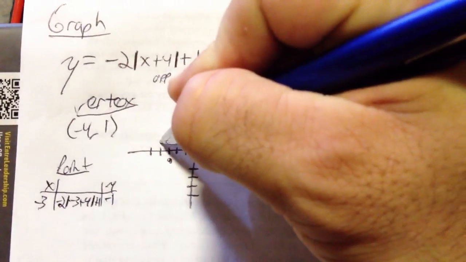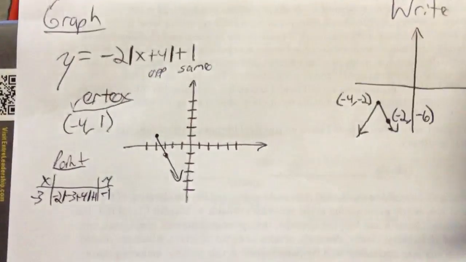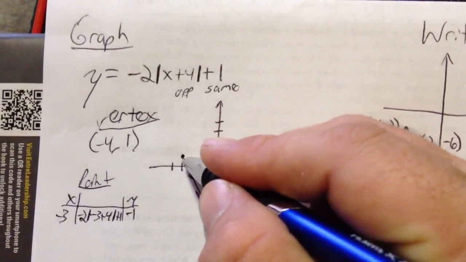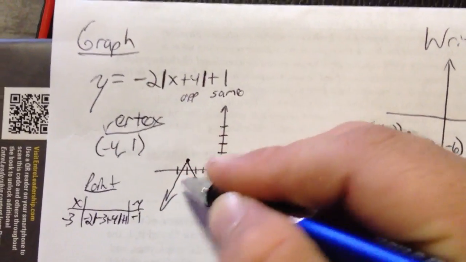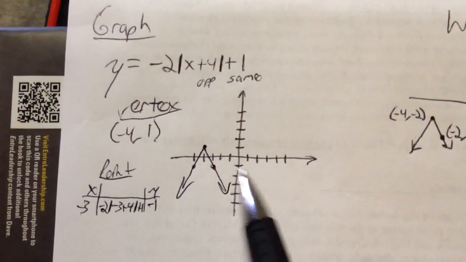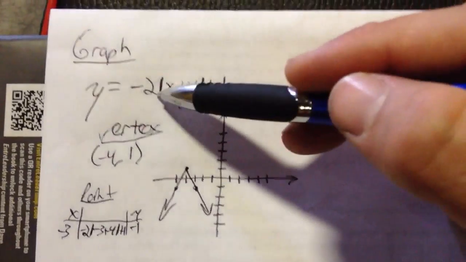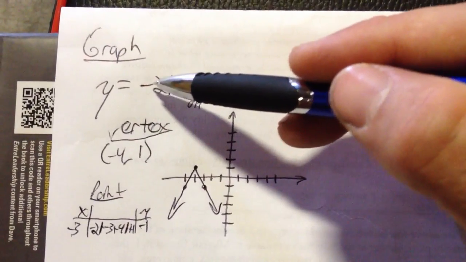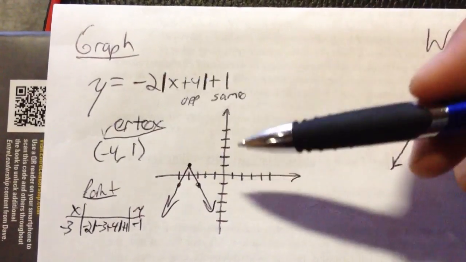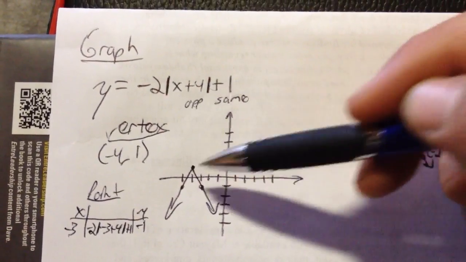Then I connect my dots from my vertex through my other point, and then on the other side I do a mirror image, trying to make sure that my graph looks the exact same on both sides. Opening downwards because it's a negative 2, a little bit skinnier because it's the 2 stretching it out, opposite, same for my vertex.